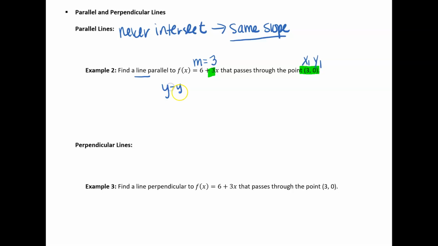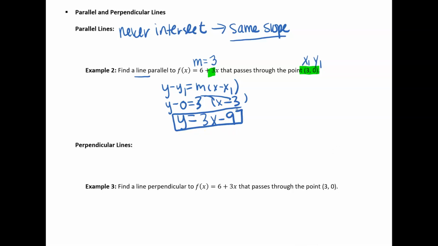So I'm going to say y minus y1 is equal to m of parentheses x minus x1. I'm going to write my point slope form. I'm going to rewrite it with those letters missing. And then I'm going to plug in everything I know. So I want it to be parallel, so I want it to have the same slope of 3. x1 is going to be 3, and y1 is going to be 0. Well, this looks out for me because y minus 0 is just y. Distribute. That gives me 3x minus 9. And there's my equation of a line.